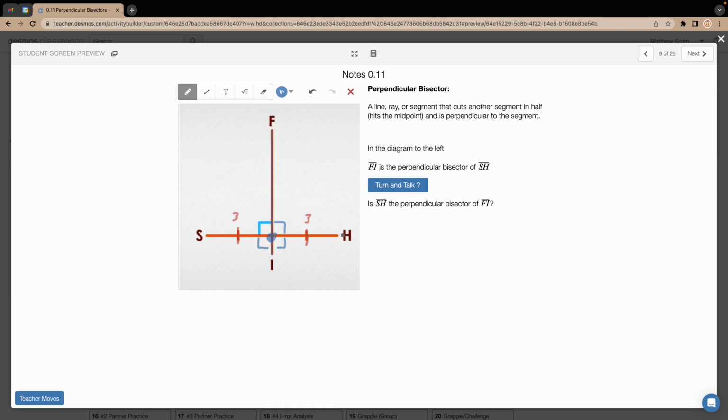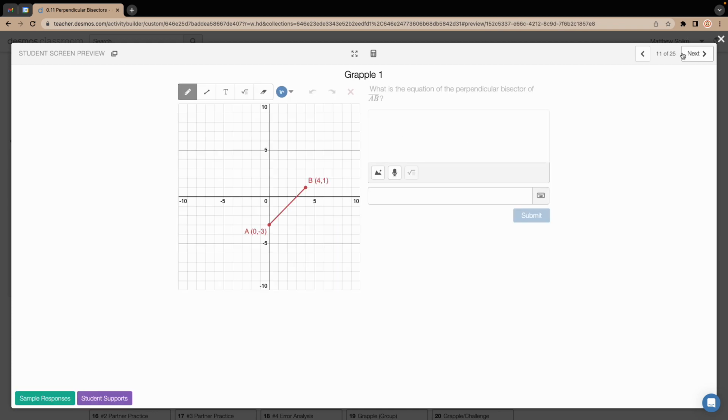So does SH cut FI in half? No. So the middle of FI would be somewhere maybe closer to here, right? If it went through here, then yes, it would be the bisector, but it's not the middle of FI, so no. SH is not the perpendicular bisector. But FI is the perpendicular bisector of SH. So we just want to check and make sure we understand that vocab. So then we try a practice problem.